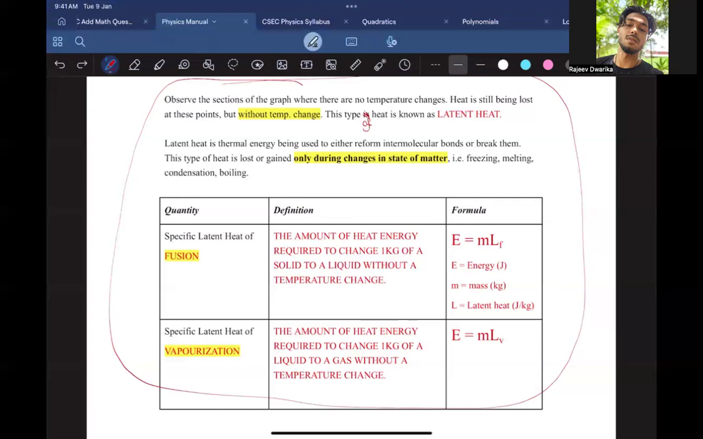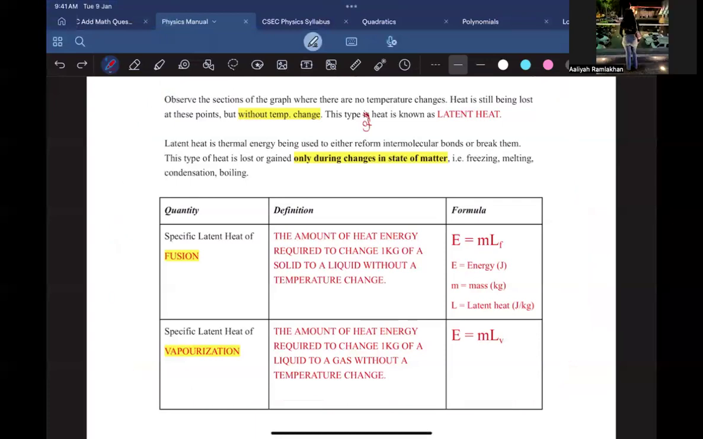How far did you all reach in copying this note down? The last section, the last part at the table. Justin needs like 2 more minutes. I'm on specific latent heat of vaporization. All right.